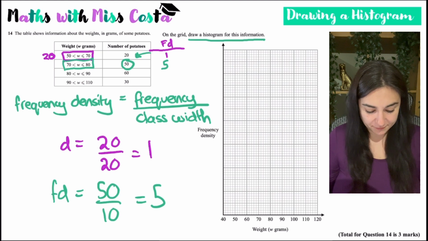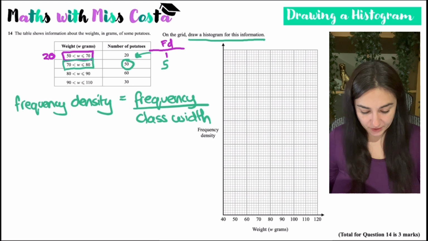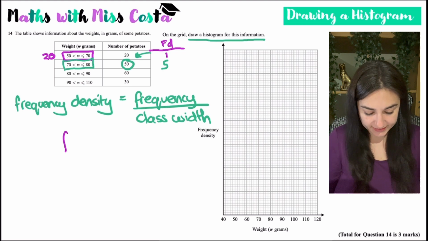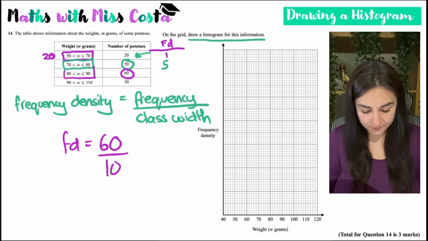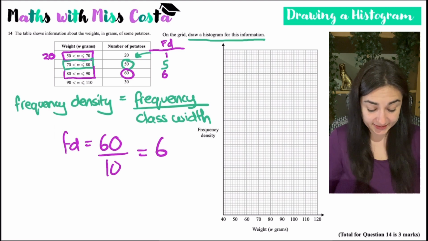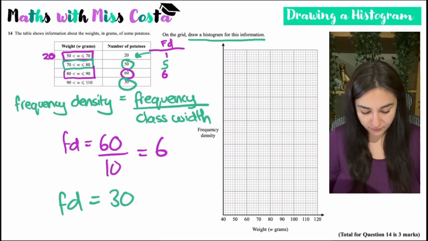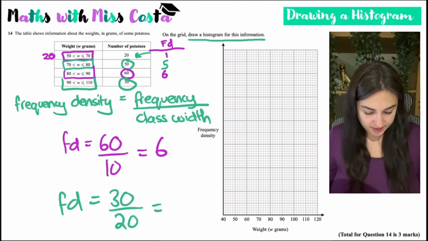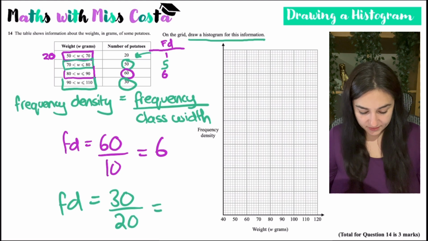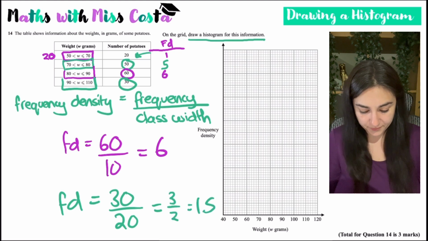Let's do exactly the same for the next two. So you've got a frequency density is going to be your frequency, 60, divided by your class width, which is 10. 60 divided by 10 is 6. So your frequency density here is going to be 6. And then for the last part, you've got 30 frequency divided by 20. So 30 divided by 20 is going to give you 3/2 or 1.5.